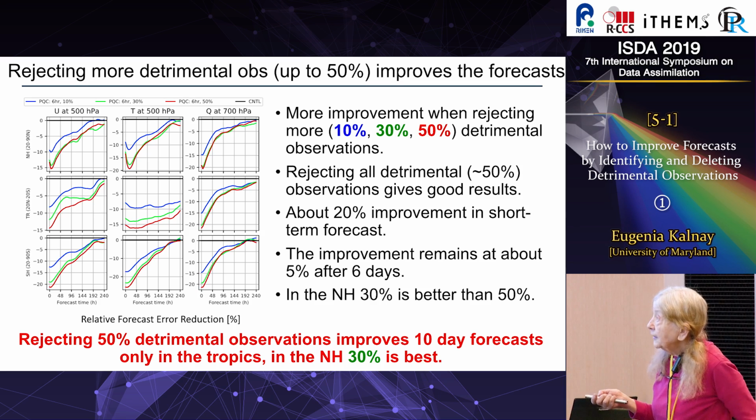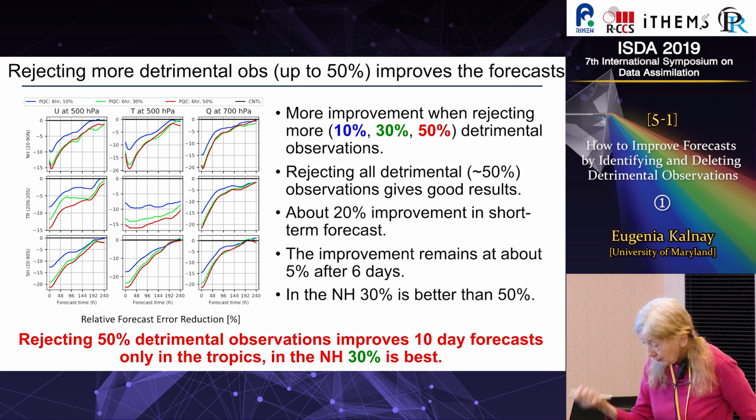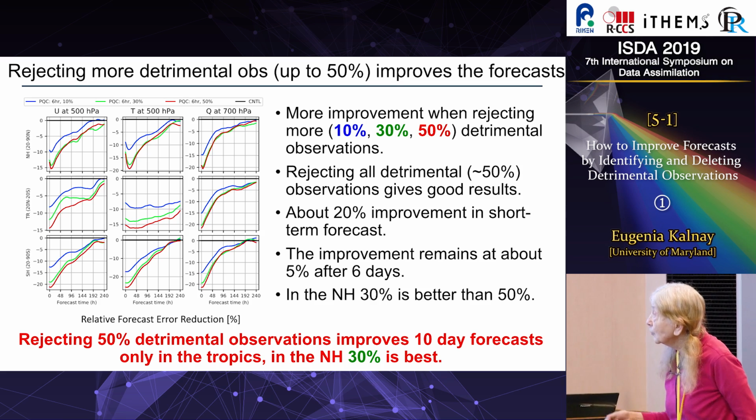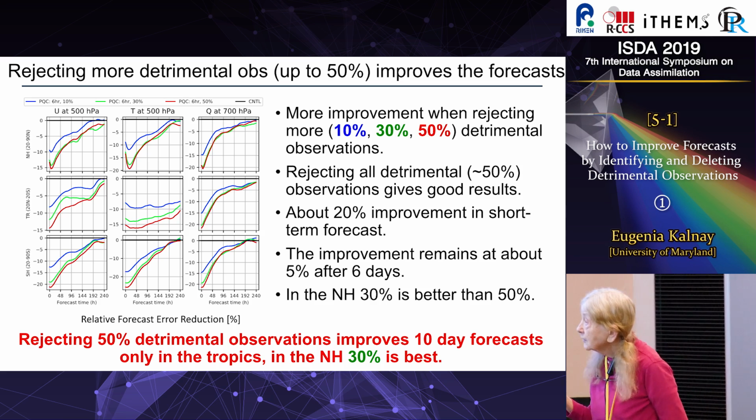But then instead of rejecting the 10% most detrimental observations, Chun also tried rejecting 30% and even 50% of the most detrimental or slightly positive observations. And this is the result.